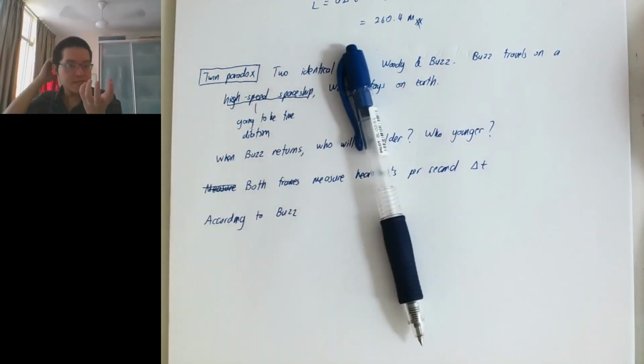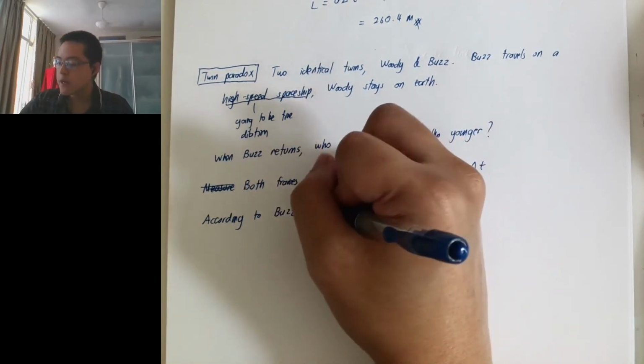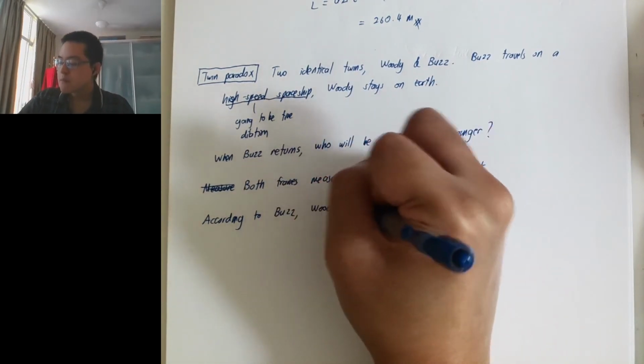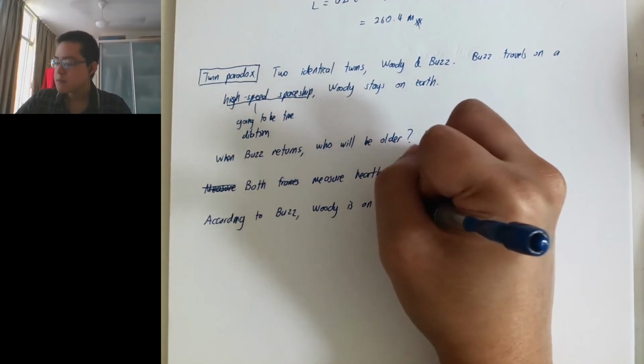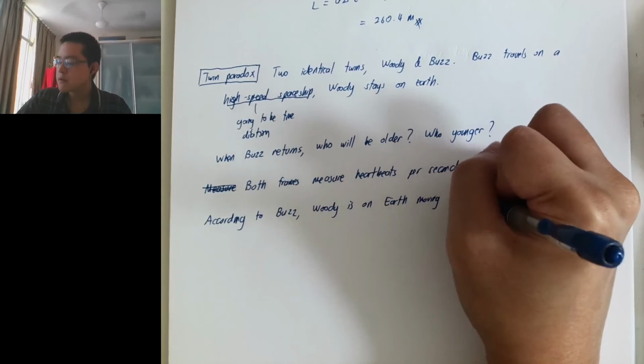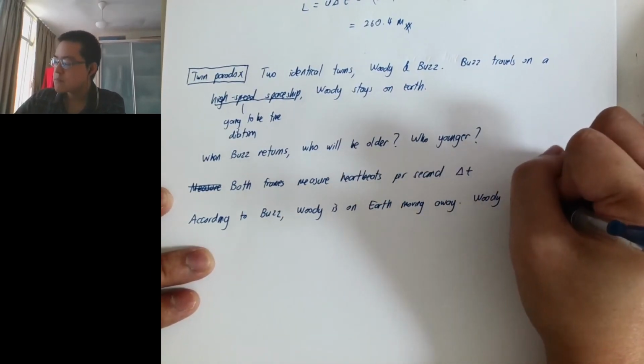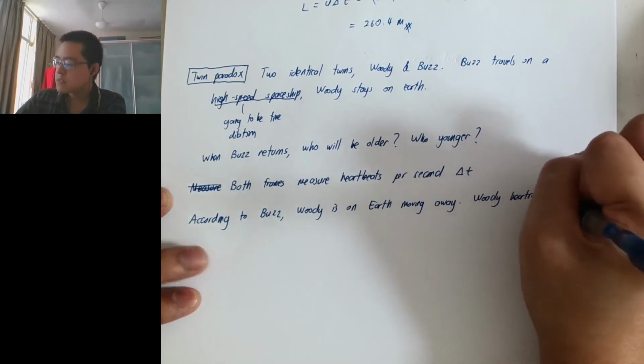So Woody stays on the Earth, and Buzz travels on the spaceship. So according to Buzz, Woody is moving away. Okay, so Woody's heart rate is the proper time for Woody.